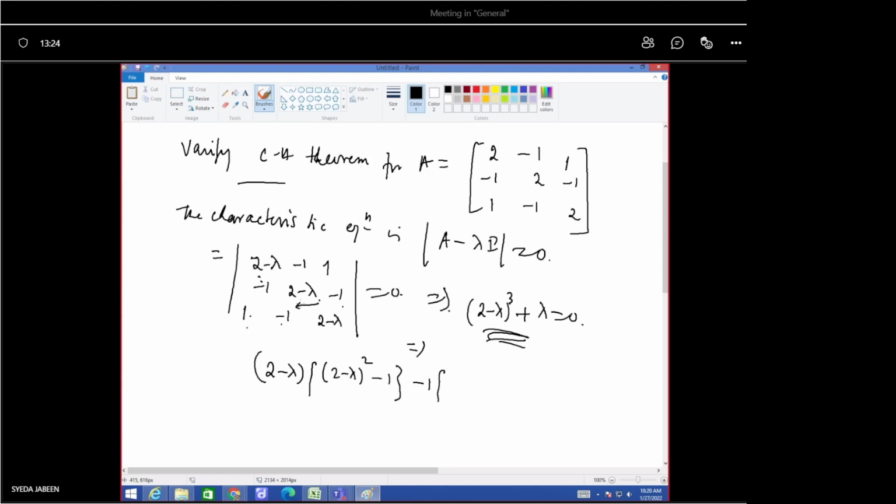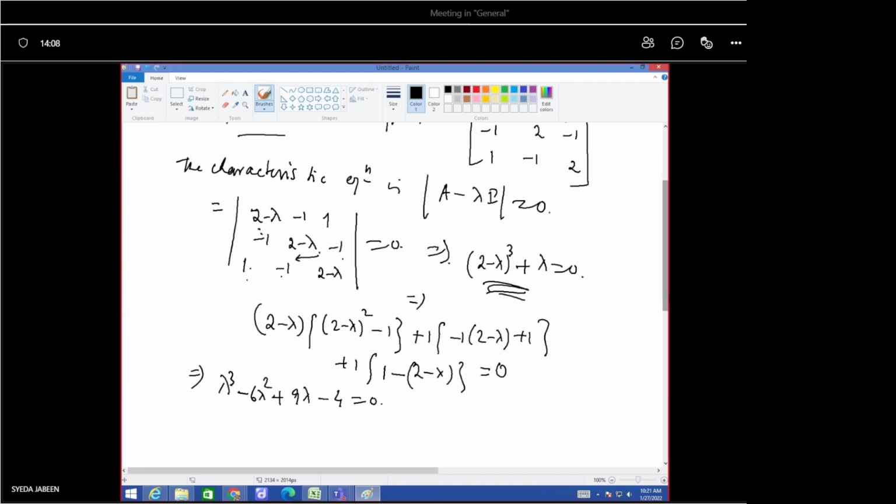Plus 1 into minus 1 into 2 minus lambda, and plus 1. Minus 1 into 2 minus lambda, minus plus 1, okay plus 1. So you have 1 minus (2 minus lambda). Now you simplify. So you will get something equal to 0: lambda cube minus 6 lambda square plus 9 lambda minus 4 equal to 0. You check. Yes ma'am, correct.